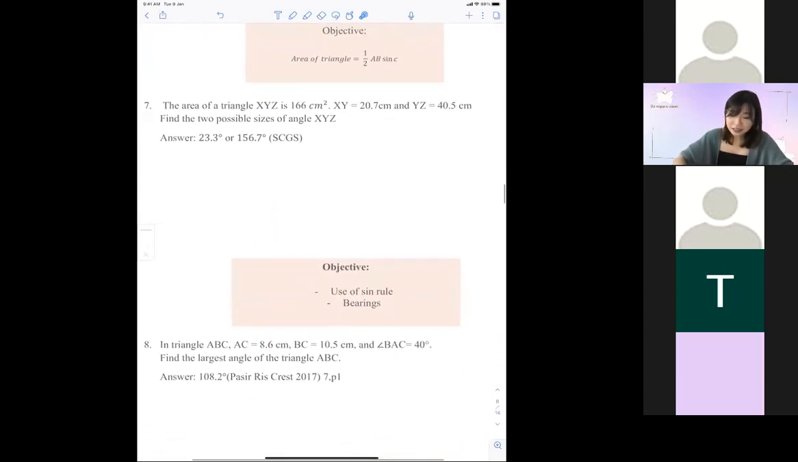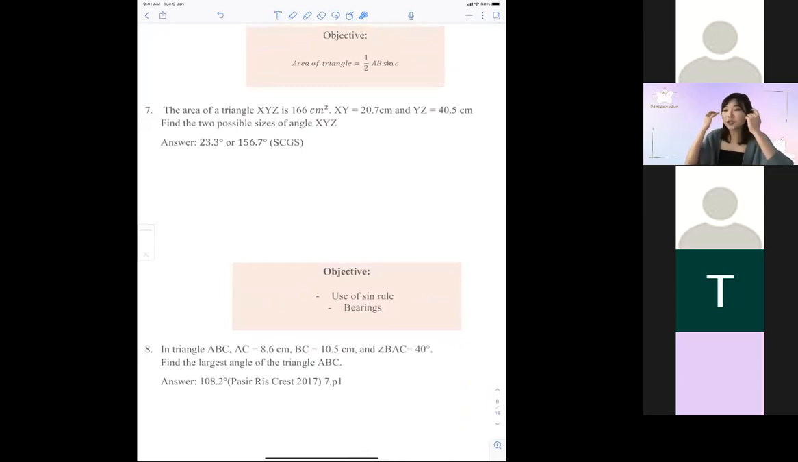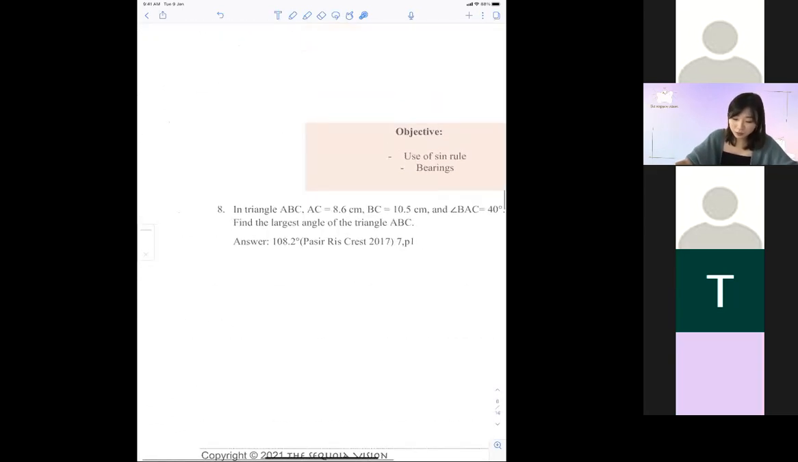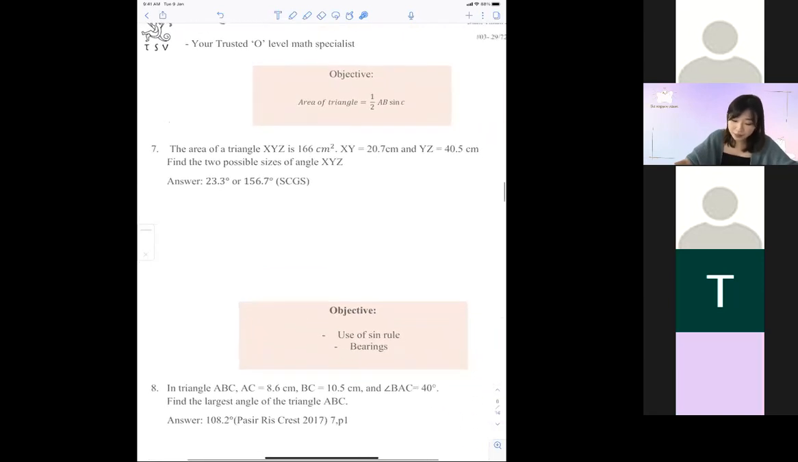Moving on. So the first few questions, we're just recapping on all the formula. Later on, after your break, we will put all of them together and then we will do the questions. So let's see. Question 7.